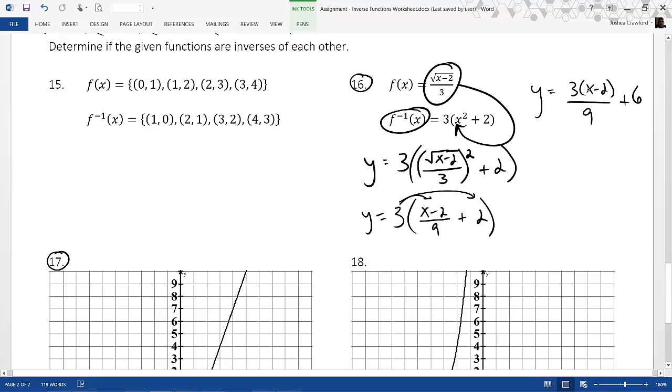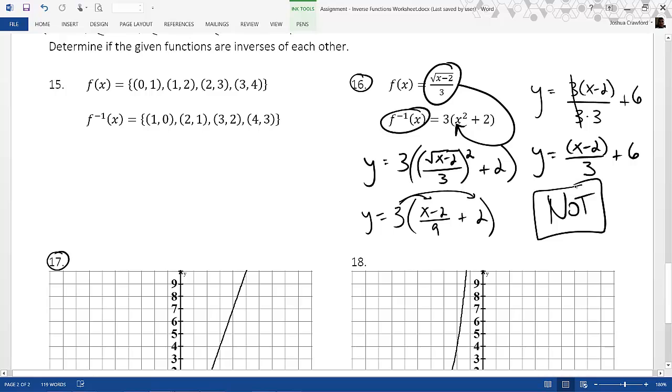Now let's simplify this fraction. Scratch that. Break up 9 into its multipliers: 3 times 3 is 9. Now what happens with our fraction? These 3's cancel. So we're left with y equals (x minus 2) divided by 3 plus 6. In no way is this going to simplify anymore. We don't have x by itself, so these are not inverses of each other.